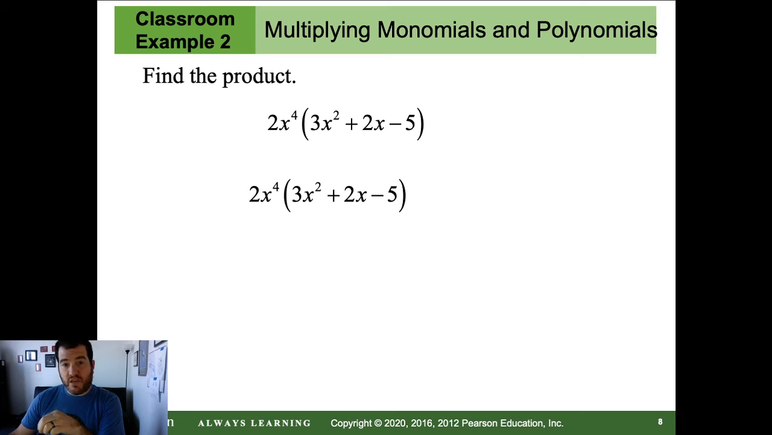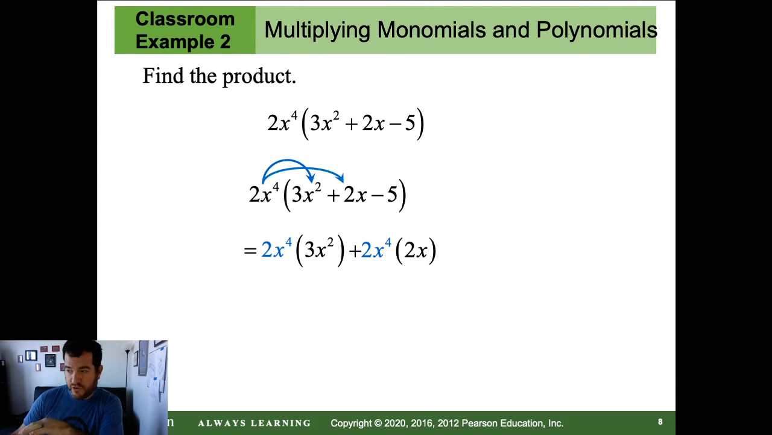Okay, so I'm just going to let the computer do this. They do a really good job of it. So they take the 2x to the 4th times the 3x squared, add the 2x to the 4th times 2x, add the 2x to the 4th times negative 5.